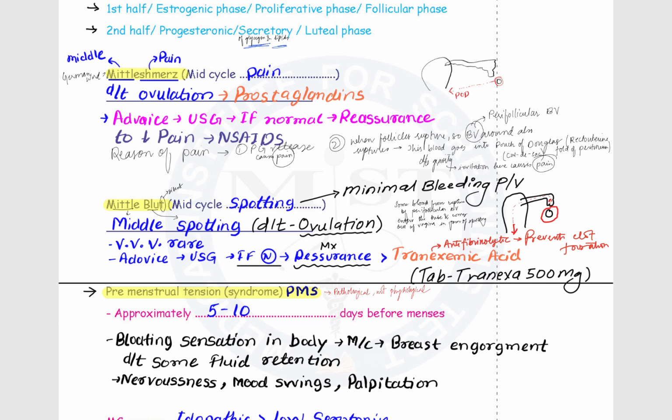It is mainly due to PG release, but sometimes also due to the perifollicular blood vessels rupture. Okay. So what will be the advice if a woman comes? Do ultrasound. If everything is normal, just reassure the patient that it's a normal thing.